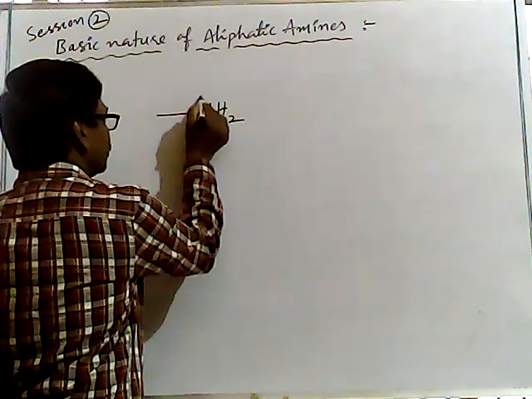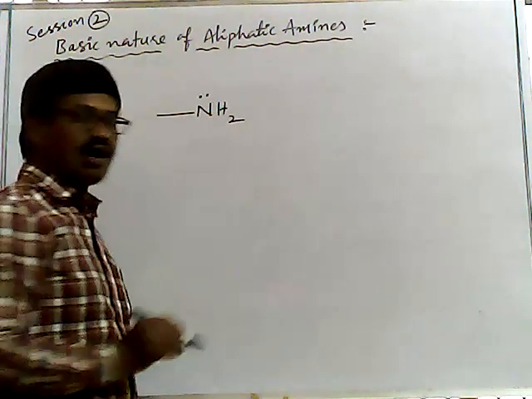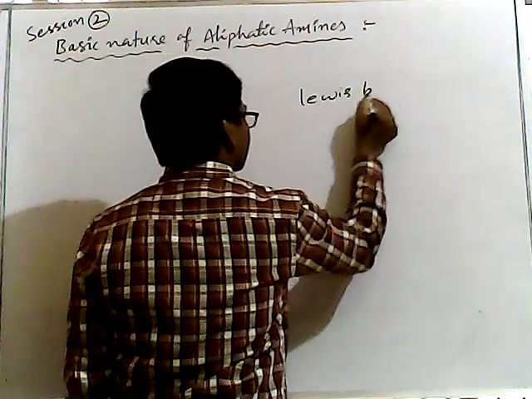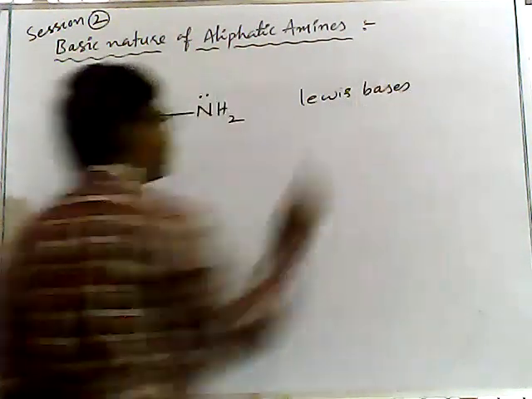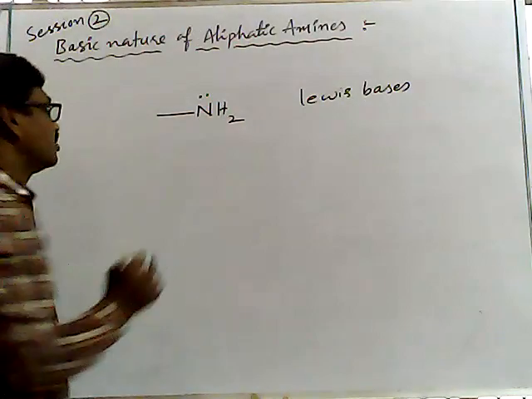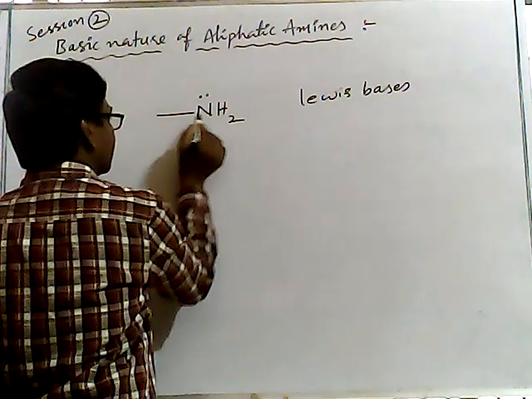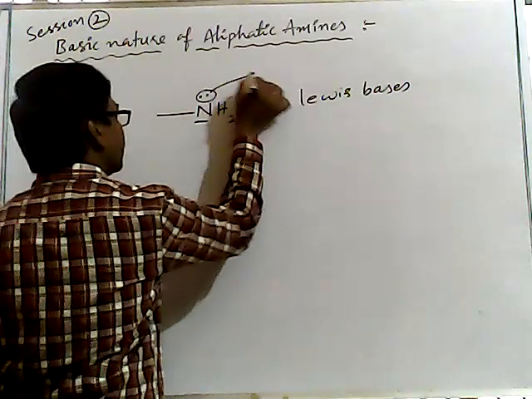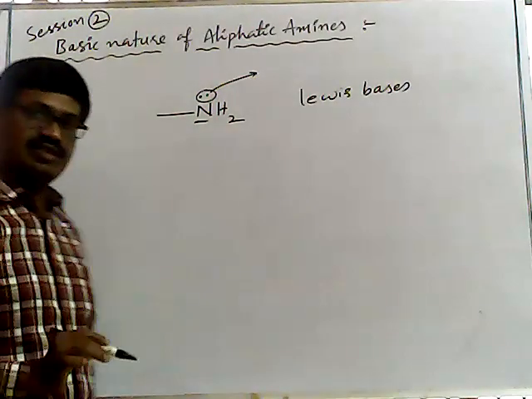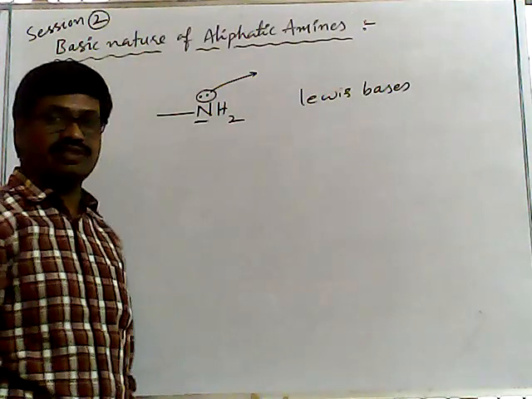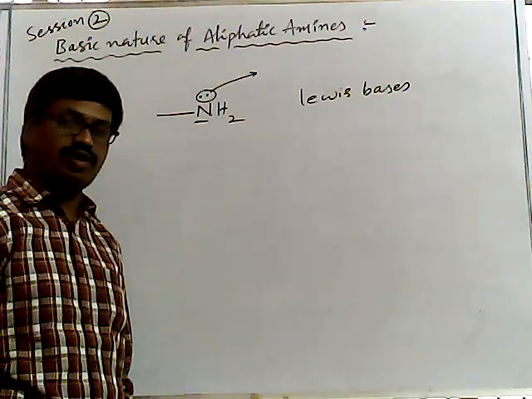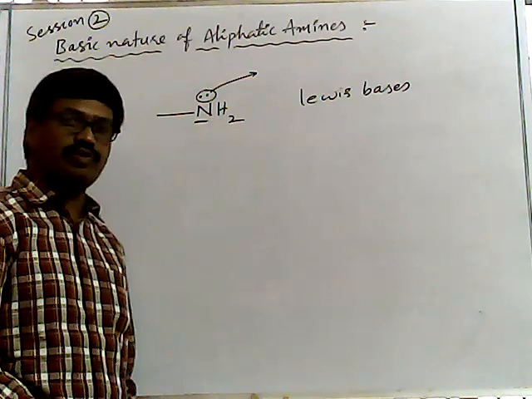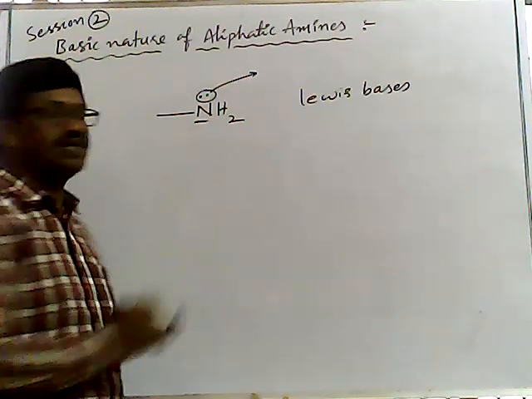Here on this nitrogen there is a lone pair of electrons. All amines act as Lewis bases. If the electron pair present on nitrogen is donated to other substances, then we can say it is a Lewis base. A Lewis base is a compound which can donate an electron pair to other substances.